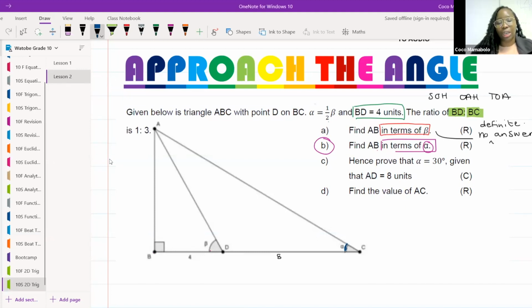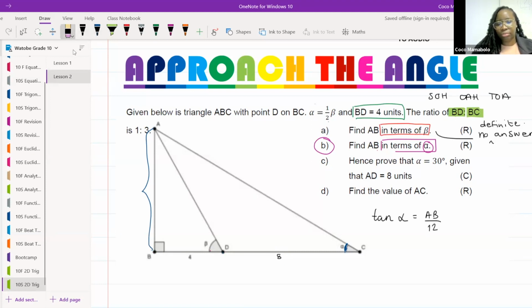Yes. Good. Our first thing is to label. So, what are we going to label? We need to find AB, and I say tan alpha is equal to AB over 12. Good. Tan alpha is equal to AB over 12. Good. Why not 8? Why did we not use 8? Why did you use 12?